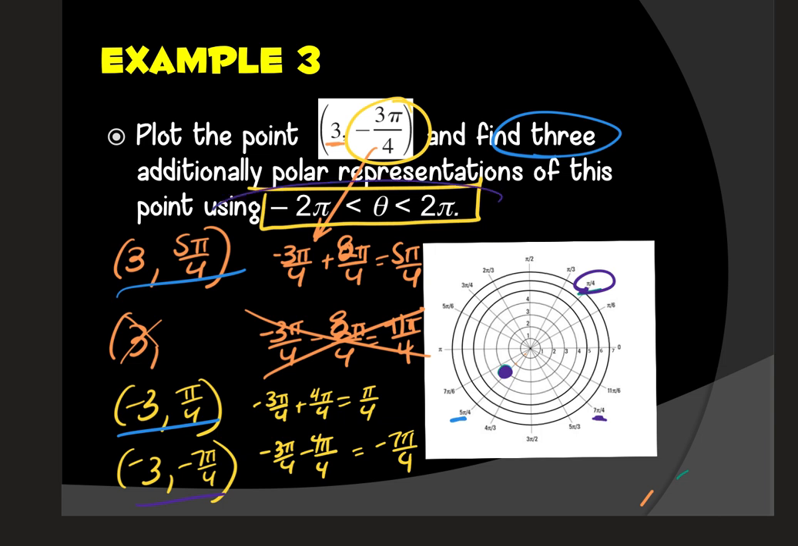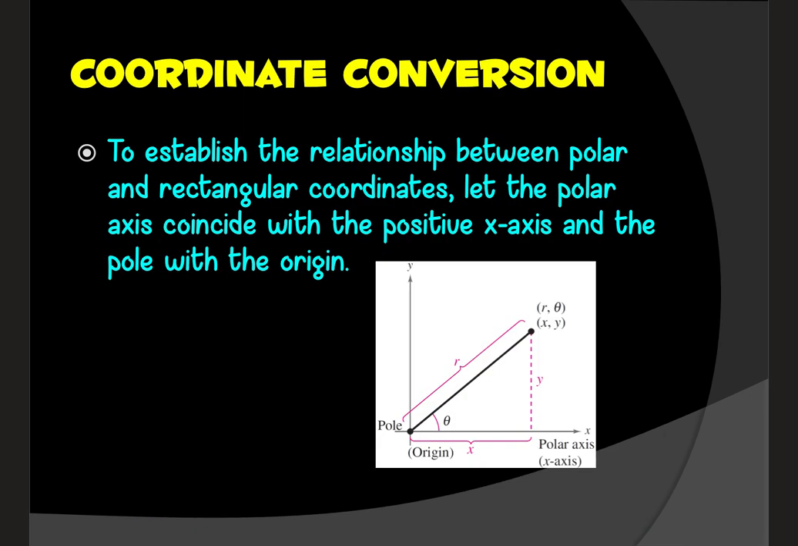They will usually give you that it has to fall between. If it says it has to fall between 0 and 2 pi, then usually there's only maybe one other representation of that same angle, or 2, really 2. All right, coordinate conversion.